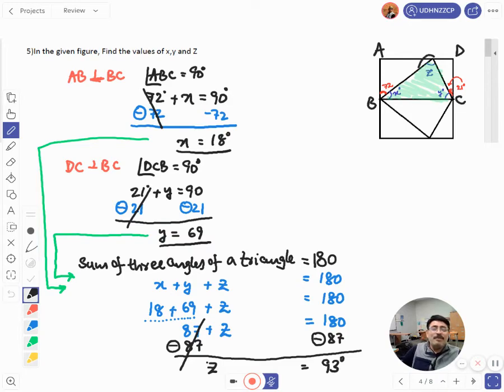My apologies that this one seems to be less than 90, but all these numbers are taken only for the sake of calculation purposes. So please excuse me for that minor mistake. 93 means it is an obtuse angle, but when you look at this diagram, it seems that this one is a little less than 90. I'm sorry for that. Well, questions please, really quick.